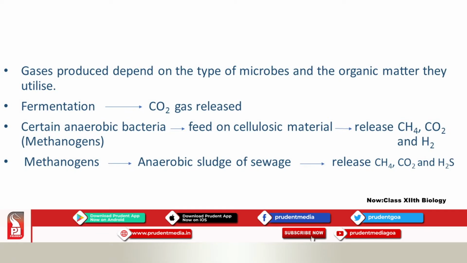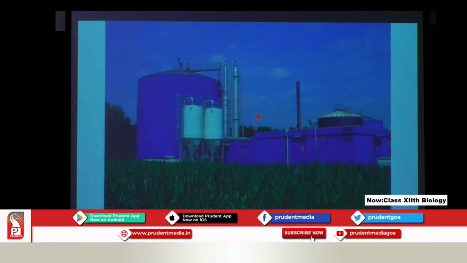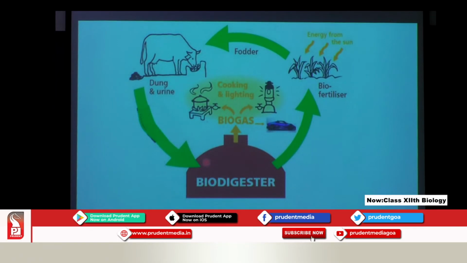Before going to this, I would like to show you the gobar gas plant. Now can you see this gobar gas plant here? It is a huge plant. I have just taken a picture of the gobar gas plant. You can see the tank here, and here the sludge is put. This is the picture I put of the plant. Now look here, what is the biodigester?